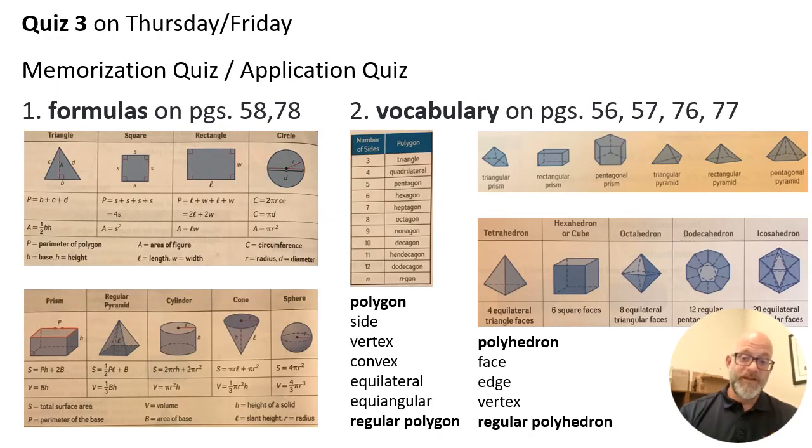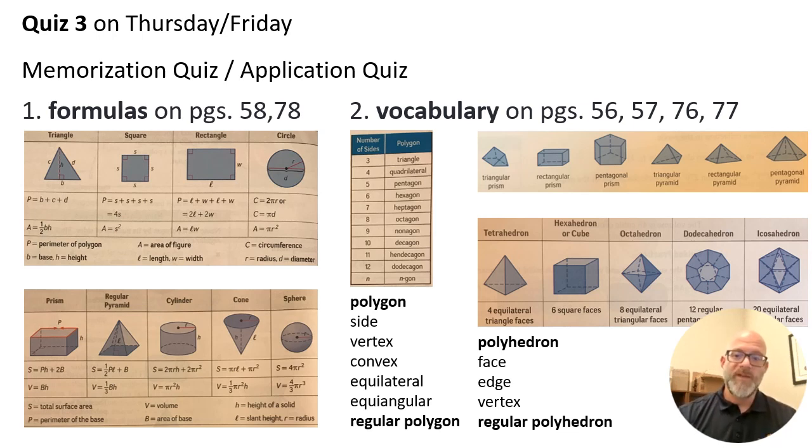Hey, you have a quiz on Friday. What does this quiz cover? It covers everything on pages 58 and 78. The formulas on pages 58 and 78, and the vocabulary on pages 56, 57, 76, and 77. But I've laid it all out for you here in this slide. And a PDF of this slide is attached to what's called Quiz 3 so that you can study. Additionally, if you were in class, I gave you a hard copy of this today, or yesterday.